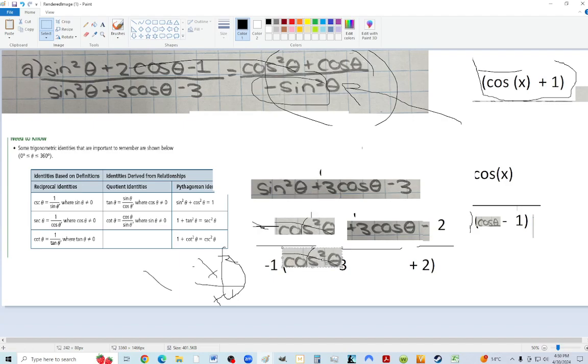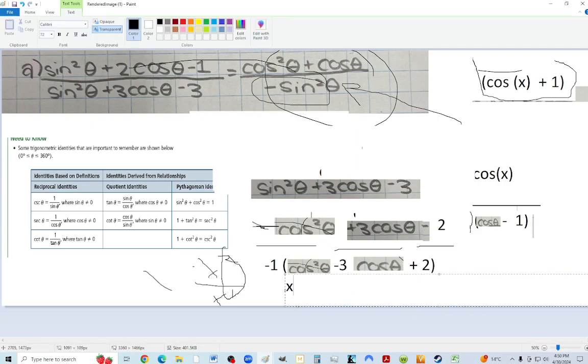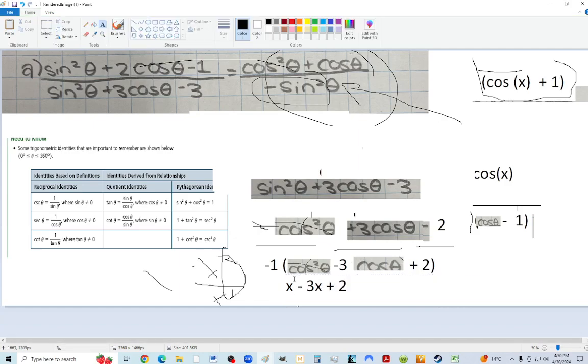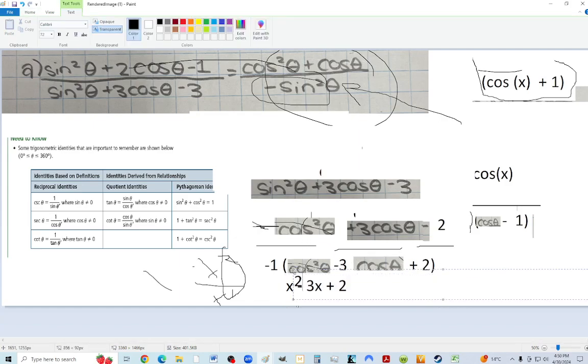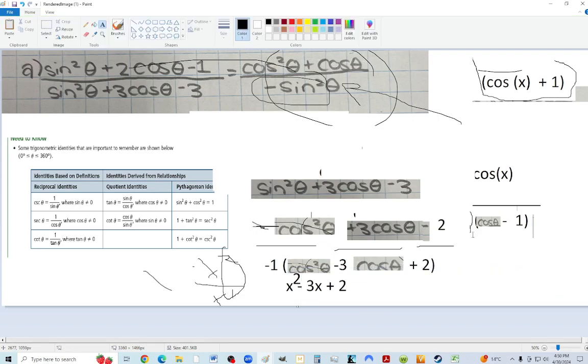I'm going to make it a little bit smaller. Minus 3 cos plus 2. Well, let's do our little trick where we let cos equal x. If we look carefully at x squared minus 3x plus 2, that's factorable. That's just a normal factor. Remember, I'm letting x be cos, and wherever I see cos, I put x.